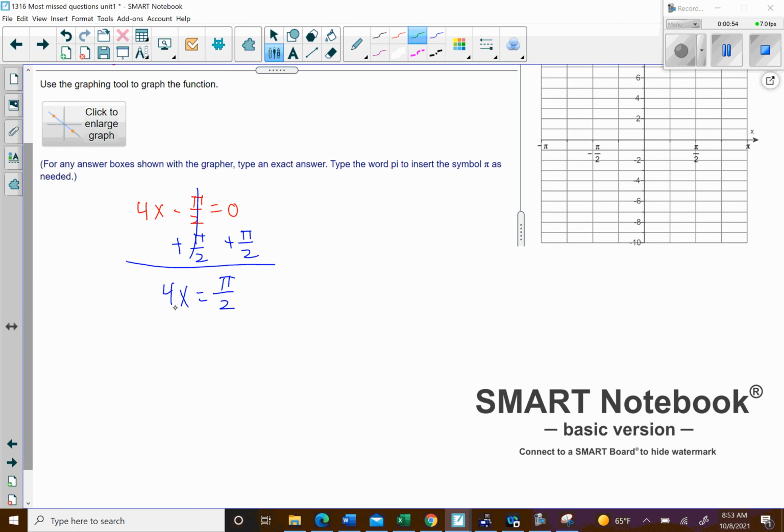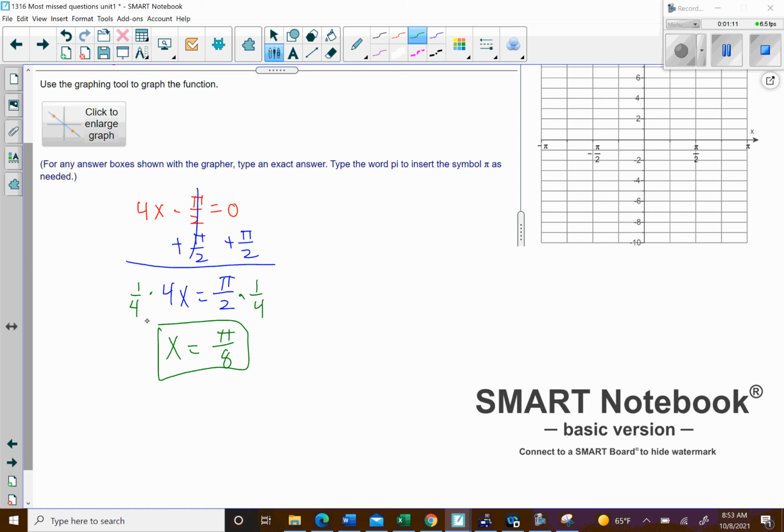And then you could divide by 4 or basically just multiply by a fourth. That'll probably be easier. We'll multiply by 1/4. So then you'll get x equals pi over 8. And so that's actually the phase shift for this.